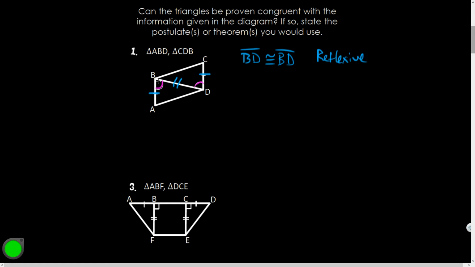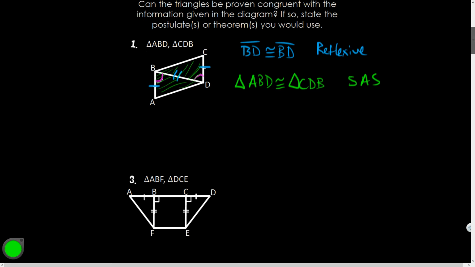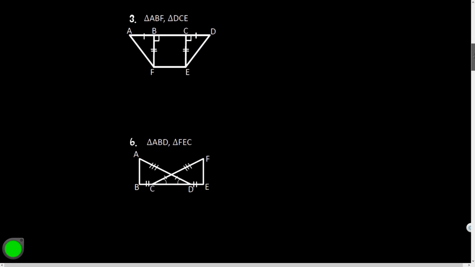Yeah. So because I now have this, I think I can say triangle ABD is congruent to triangle CDB, and the reason is SAS, side angle side congruent. All right, so if those things are congruent and it's the two sides and the included angle, then these triangles are the same. Right? So let's take a gander at question 3.